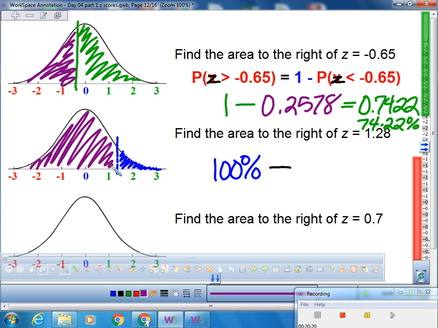Yeah, 1.28. So find 1.28 on your table. What is it? Okay, I've got like three people talking. I can't hear. Thank you. Awesome. I appreciate you guys.